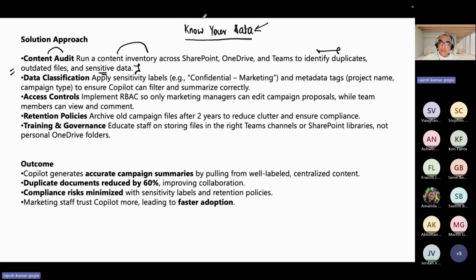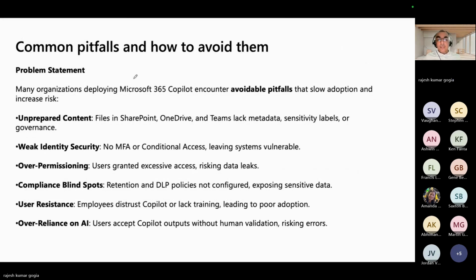See, that is why when we start knowing the data itself, it becomes easy for the classification, policies, retentions, isn't it? So that kind of an approach becomes useful. And when it comes to the common pitfalls, this is also very common. What kind of common pitfalls are there and how to avoid them? Unprepared content, weak identities, over permissioning, compliance blind spots, user resistance, over reliance.